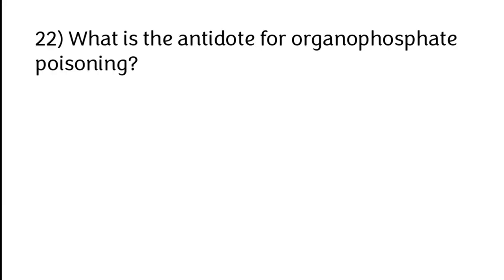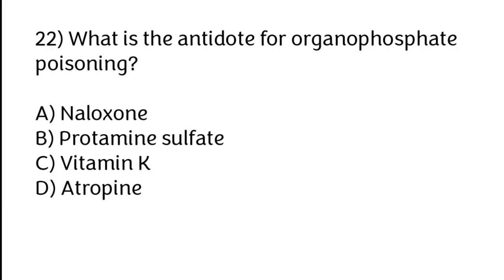What is the antidote for organophosphate poisoning? Naloxone, protamine sulfate, vitamin K, atropine. Correct answer is option D, atropine.